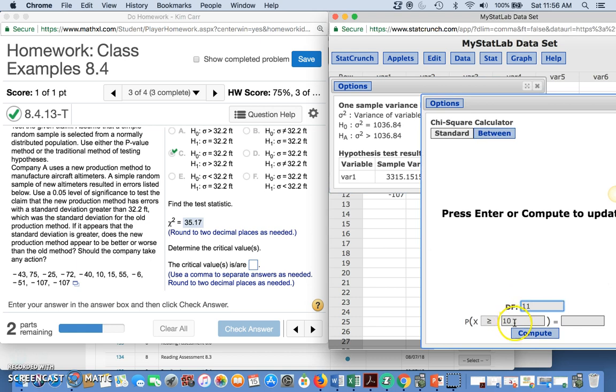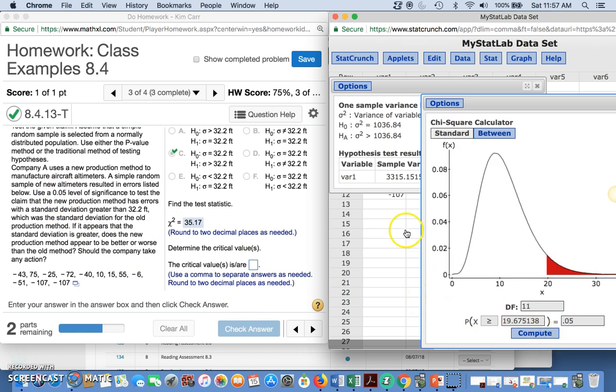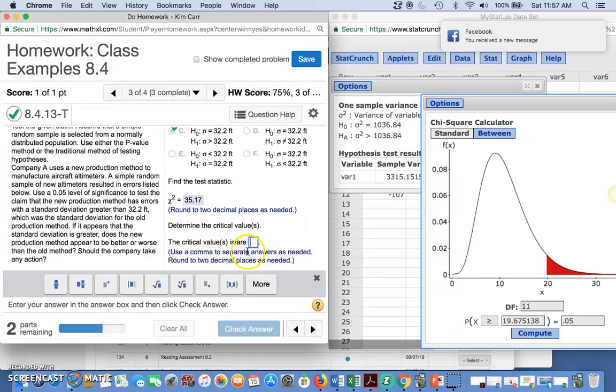And we want this to be equal to what? What is your significance level? So that's 0.05. Okay, the critical chi value is right here, and it's 19.68. Now, if it was less than, it would kind of be a negative one. If it was a two-tailed, you'd have two answers here, and that's the reason it says critical value or values. But this one's 19.68.